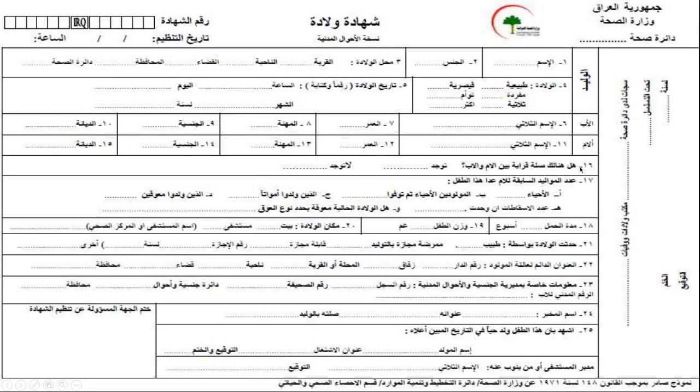So, number 16 right here says, is there familial relation between the father and the mother? Okay, is there any familial relationship? Meaning, were the father and the mother cousins or related in any way to each other? If it's yes, you say yes, cousins. Okay. If no, you just write no. They were not related to each other.